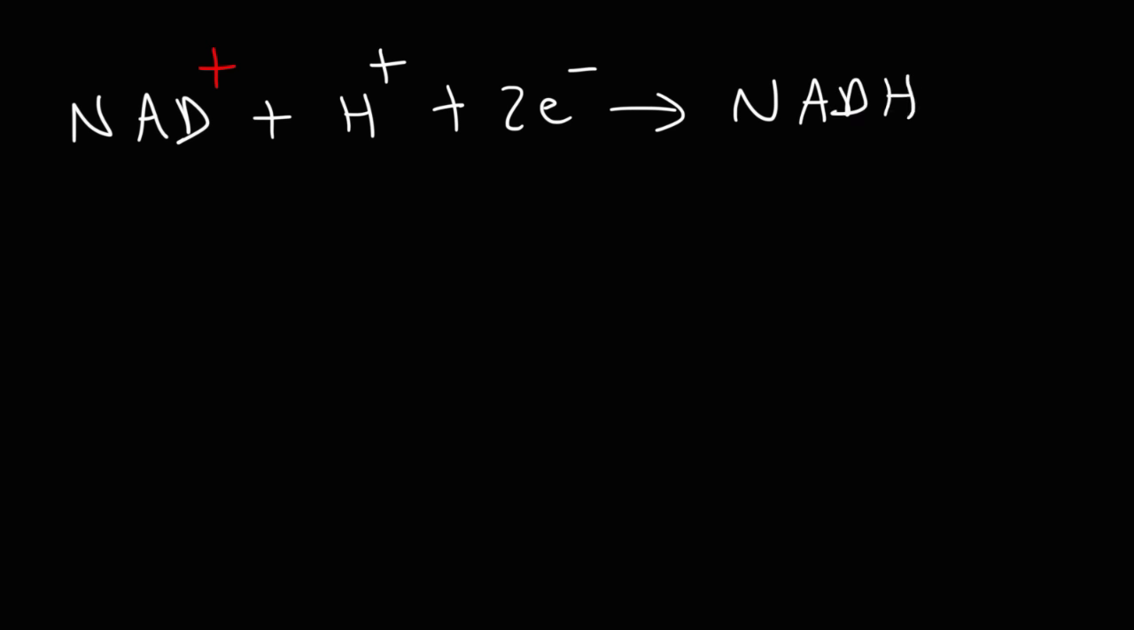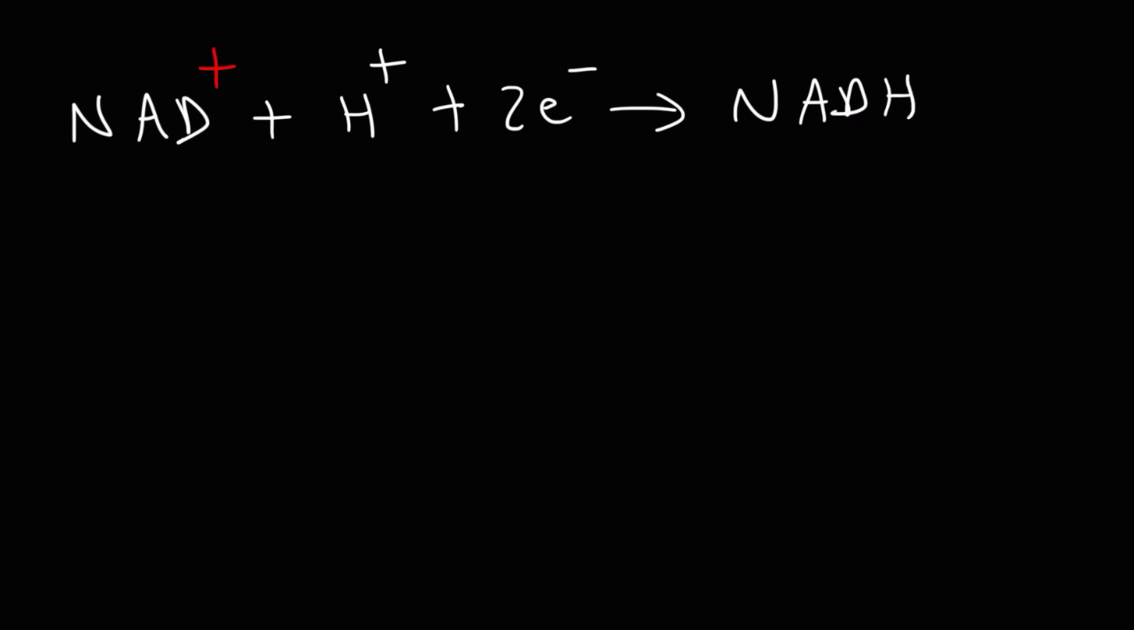B, NADH transfers its electrons to complex 1. This is true. Early in the video, I had complex 1 here, and then NADH oxidizes into NAD+, giving off its electrons. Oxidation always accompanies a loss of electrons. So B is a true statement. C, FADH2 transfers its electrons to complex 2. Keep in mind, FADH2 is part of complex 2. And so it transfers its electrons to it, which then goes to coenzyme Q.